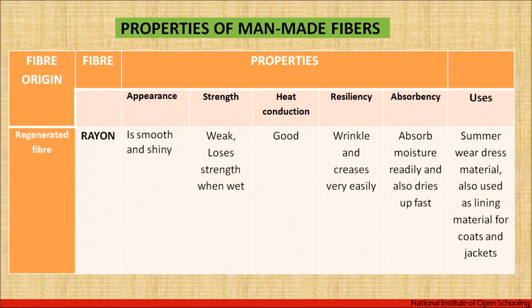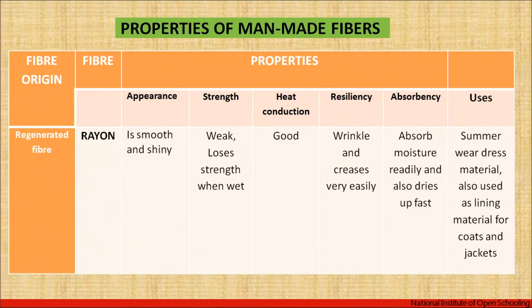Next we are going to talk about the properties of man-made fibers, in which we'll first be talking about rayon. Rayon is a regenerated fiber, which is made up of a part of cellulosic mixed with chemical. It is also called artificial silk because of the sheen and smoothness it gives. Its strength is weak. It loses its strength when it is wet. It's a good conductor of heat, and its resiliency is poor: it wrinkles and creases easily. It absorbs moisture readily and also dries up fast.